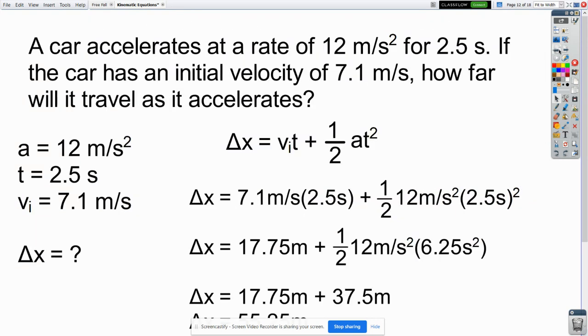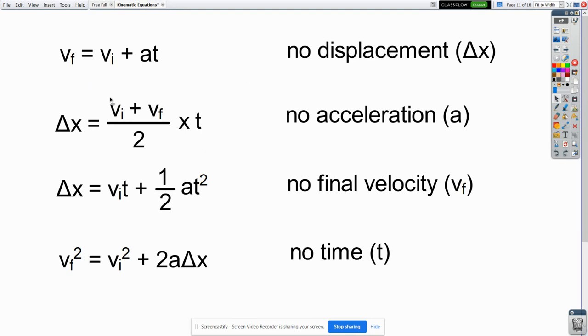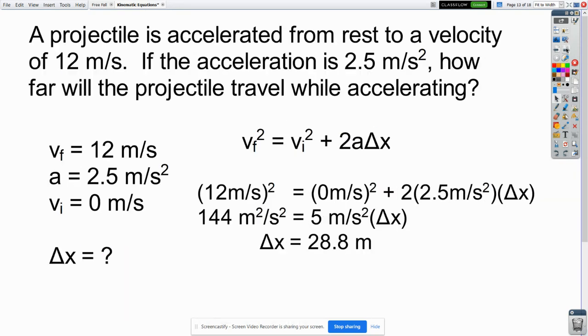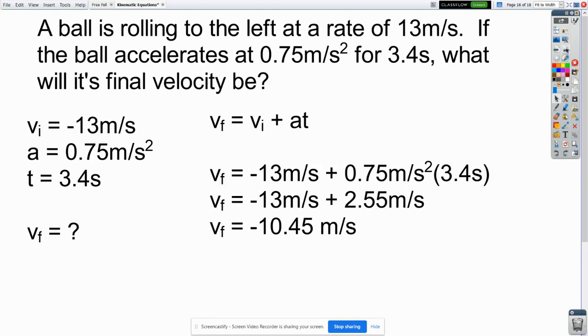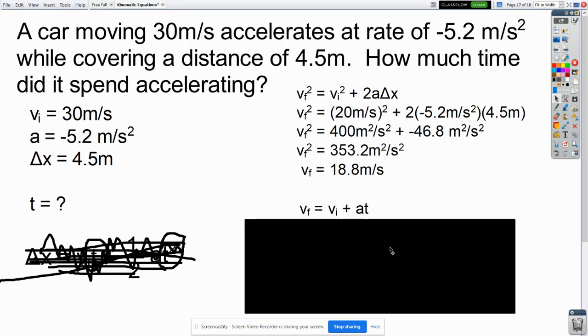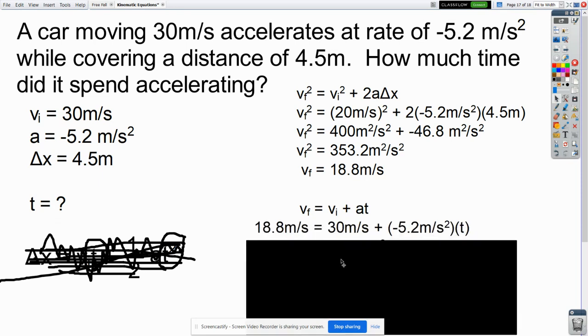Now, like I said, once you've got your final velocity, you can use either one of the first two kinematic equations to solve for t. I like this one because it's simpler. So that's the one I'm going to use. VF is my newly calculated number, 18.8. VI is still 30, right from my list. A is still negative 5.2, right from my list.